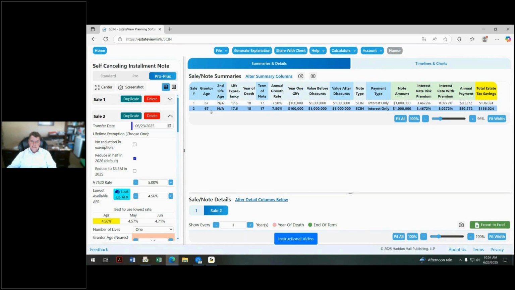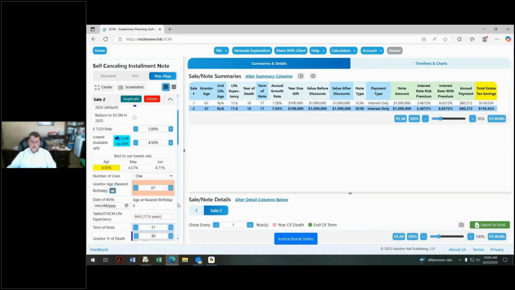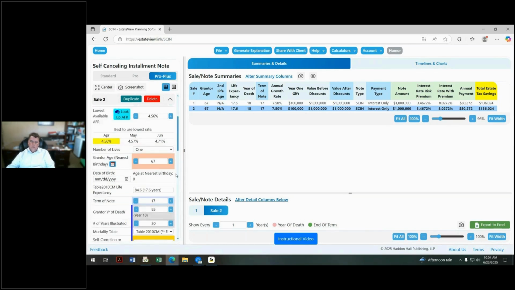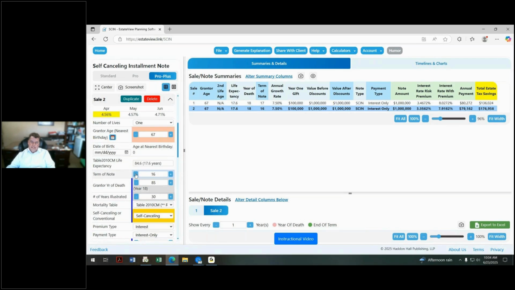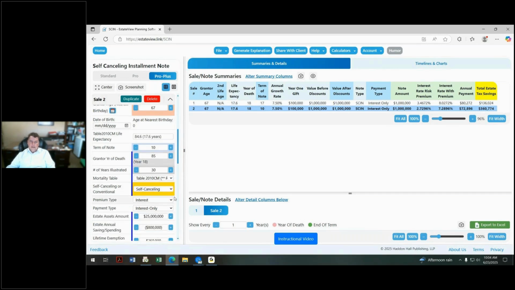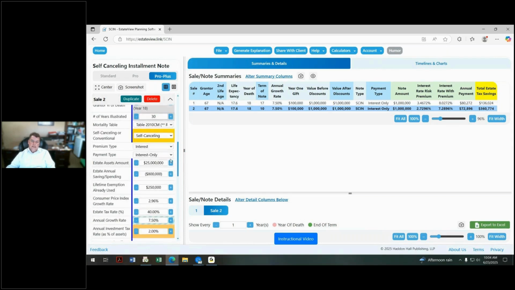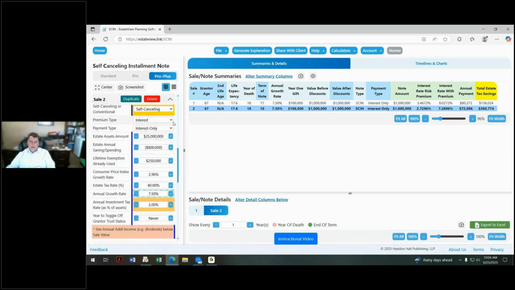All right, so to keep things similar, we can say we're going to keep this as the same individual, a 67-year-old. And again, it's going to be on one life. But maybe this time we want to see what it would look like if we did it for 10 years, because maybe we feel that they've got a short life expectancy. And we want to see what impact that would have. And here, we've also got the self-canceling note again, instead of the conventional note, because that's what we're talking about. The payment type is interest-only. The premium, rather, is an interest calculation.